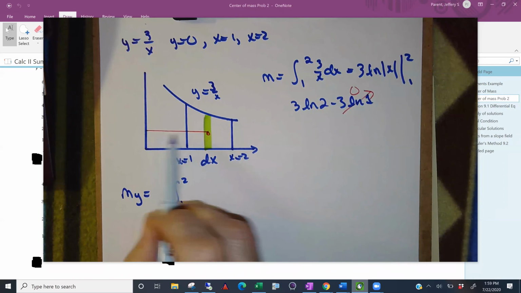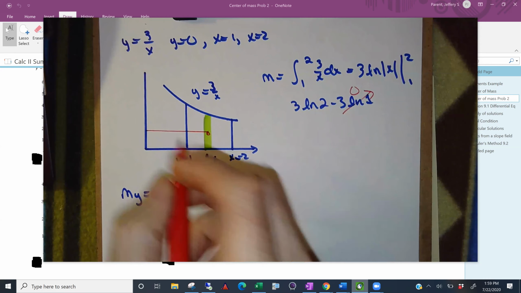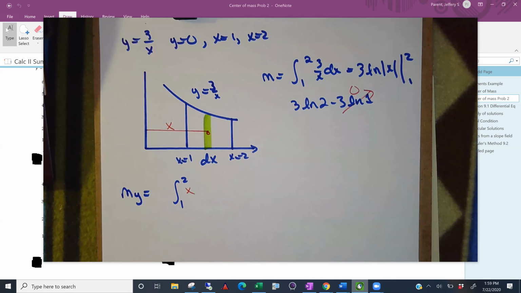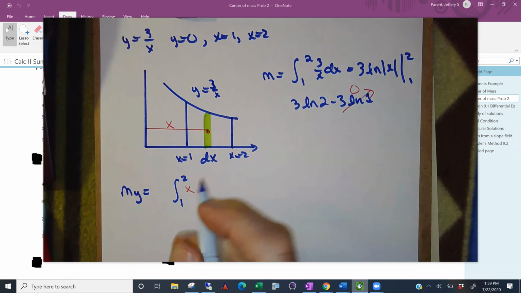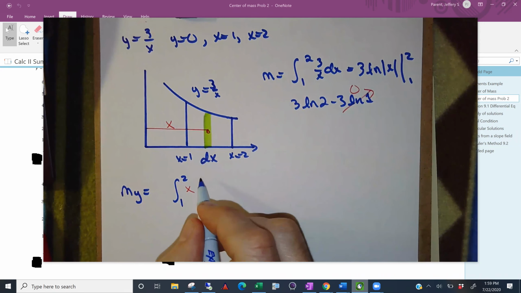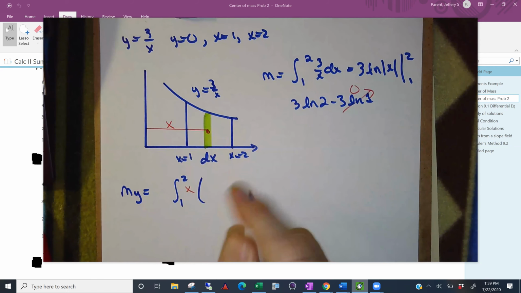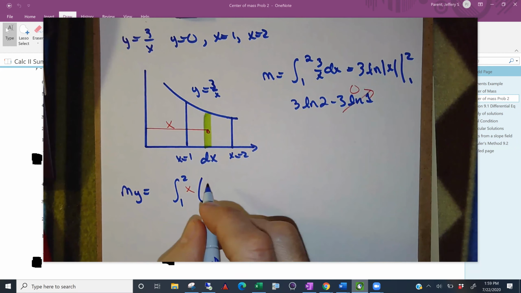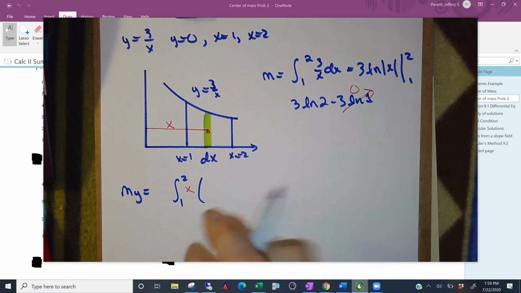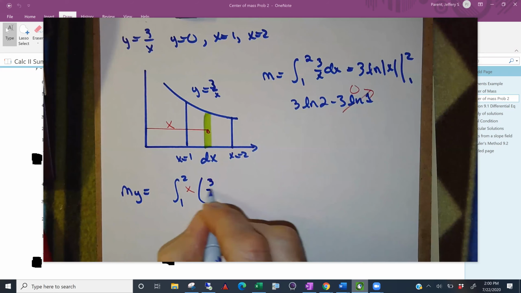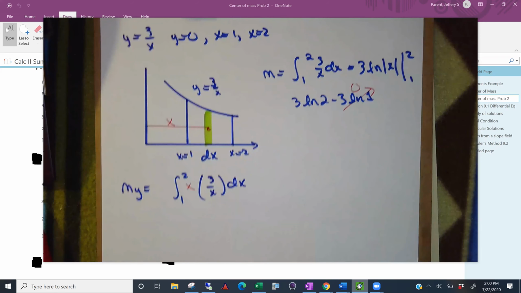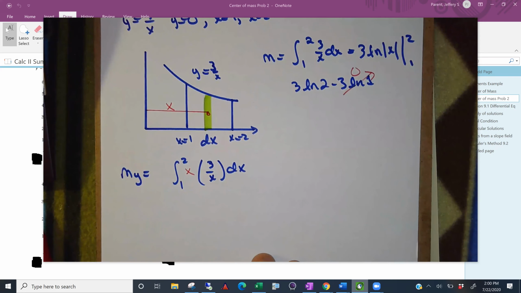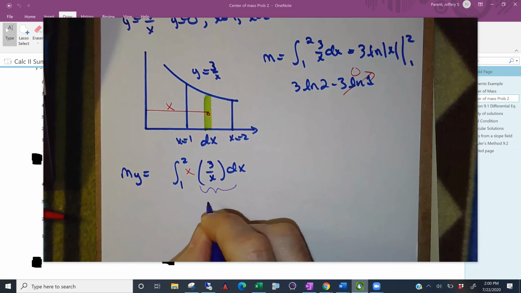What's that distance here? Just x. And that's kind of nice about your m sub y calculations. It's just x. So x times the area of that slice. And the area of that slice is going to be pretty straightforward. It's going to be the height times the thickness, so it's going to be 3 over x times dx. So, area of one slice.